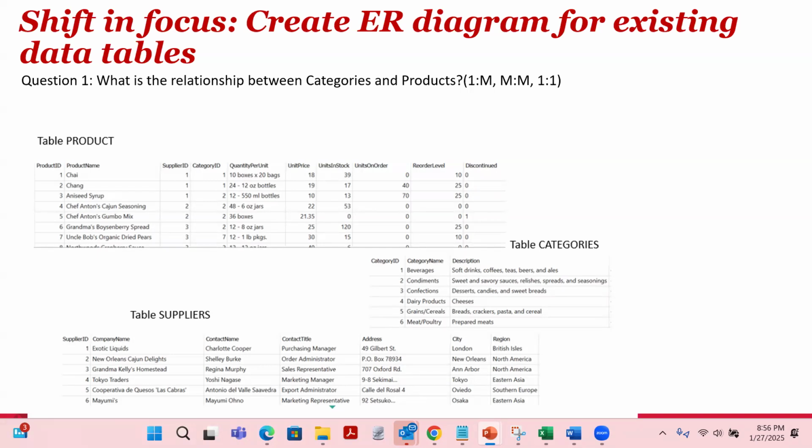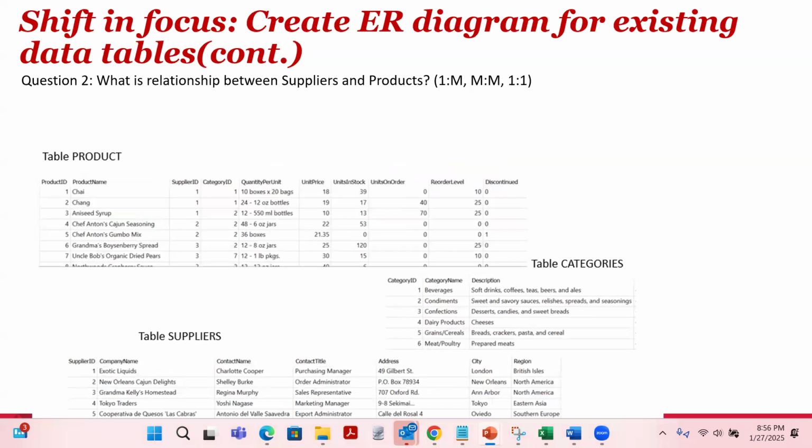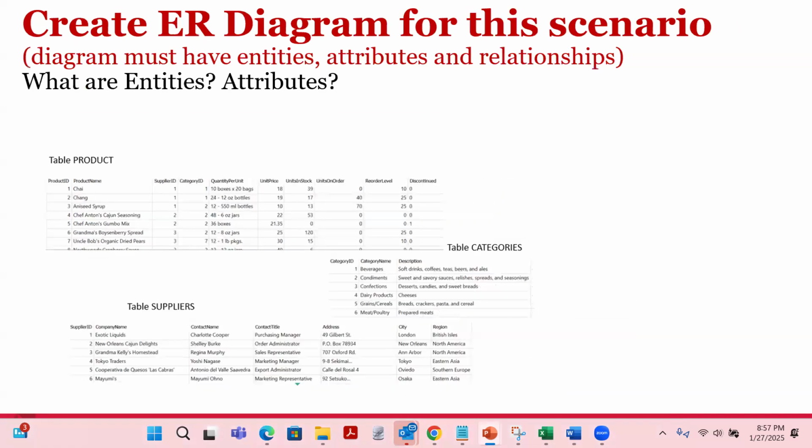And now we are almost ready to draw the diagram, but we have one last question. So we know that relationships are one to many, so one category can have multiple products. We also know that the relationship between supplier and product is one to many, one supplier can have many products, right? Now we need to identify entities, right? So the entities would be product, category, and suppliers, right?